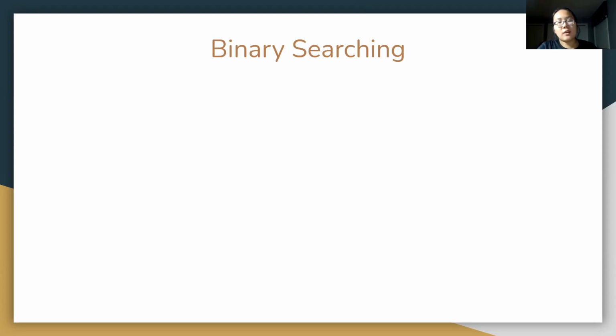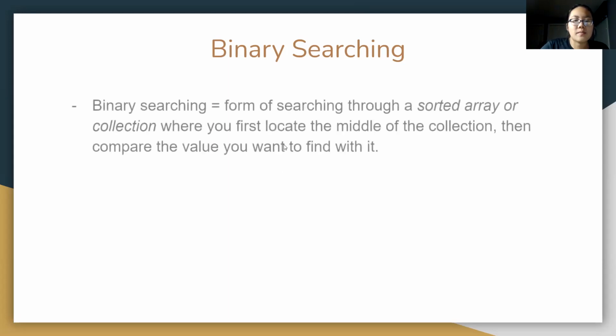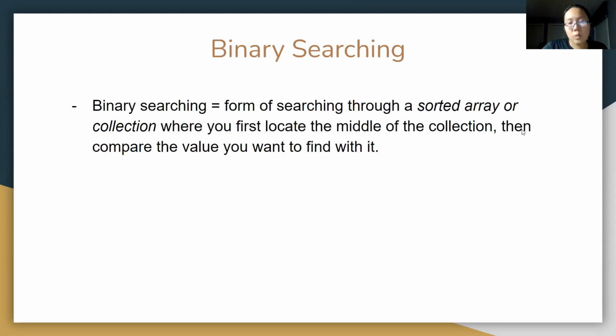Now we're going to get to the part that is difficult: binary searching. Binary searching is a form of searching through a sorted array or collection, where you first locate the middle of the collection, then compare the value you want to find with it. The important thing to note here is sorted array or collection, which is italicized, because if you have a random array that's not sorted from least to greatest, then it's going to have problems, because otherwise you can't do this with accuracy.